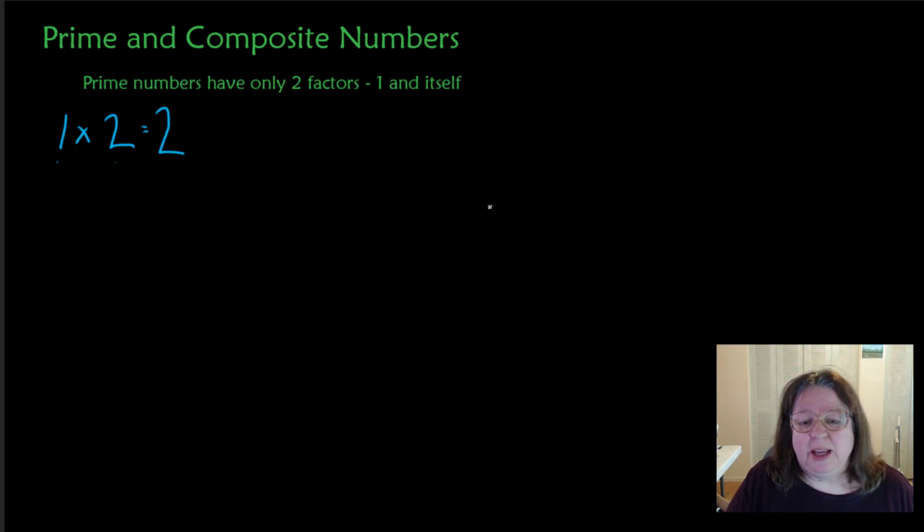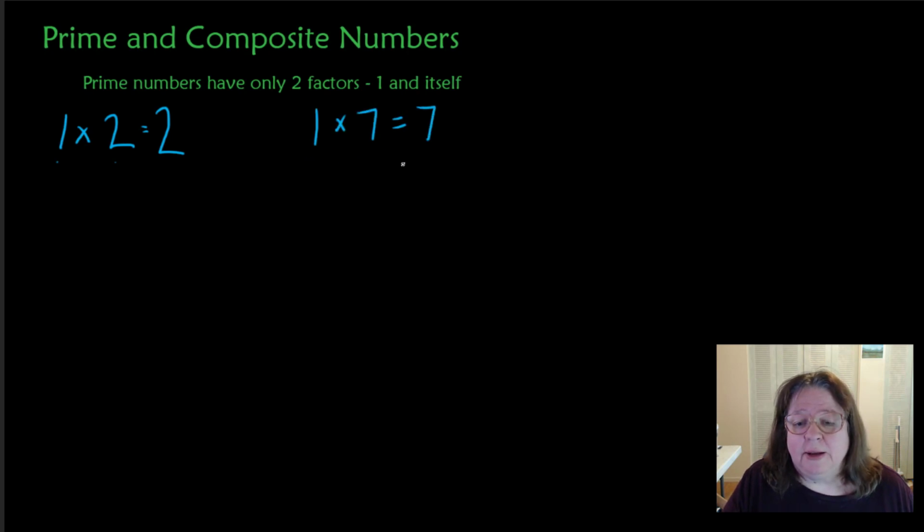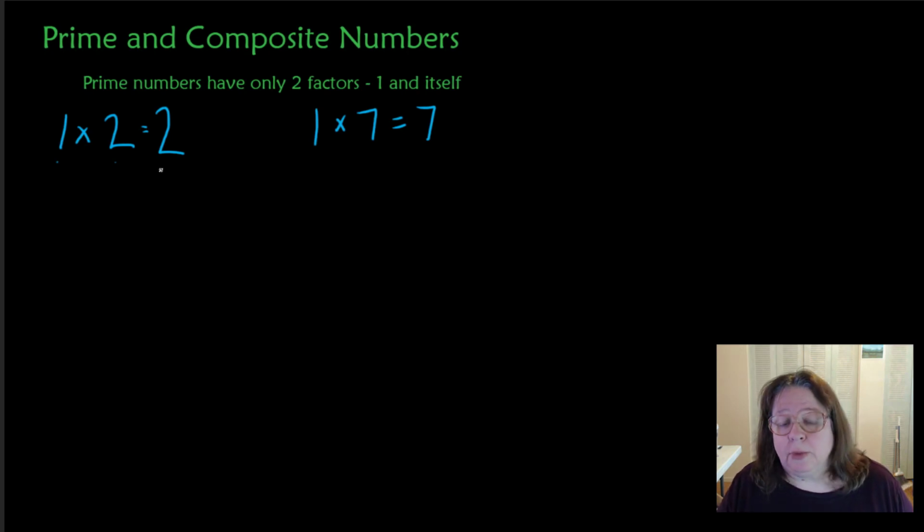Another one would be 7. 7 is a prime. 2 times 3 is 6. 3 times 3 is 9. The only two numbers that multiply together to get 7 are 1 and 7. Now, there's an infinite number of prime numbers.